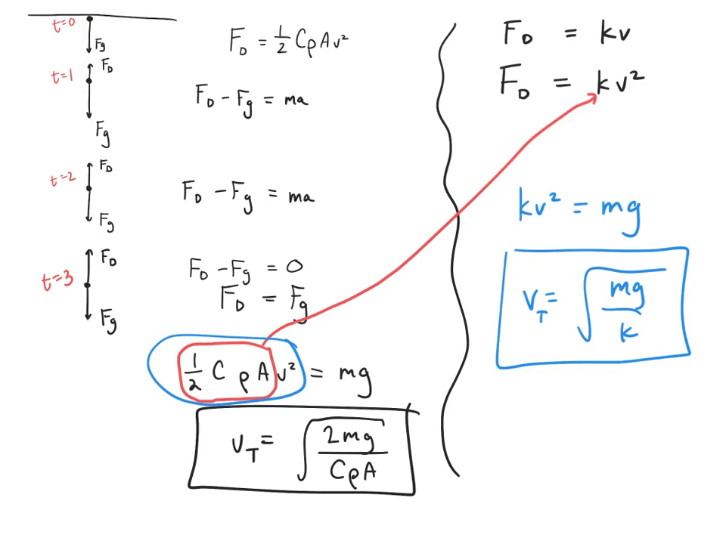Okay? And sometimes they'll use kV. They'll say it's a very slow-moving object with a lot of laminar flow, so we're going to use FD equals kV instead. And then what happens is you just solve for V, and it's mg over k instead of square root. There would be no square root, right, if this wasn't squared. That's the only real difference there.